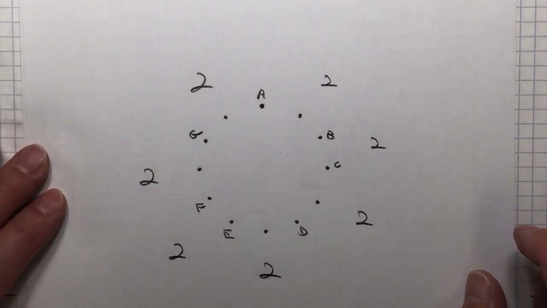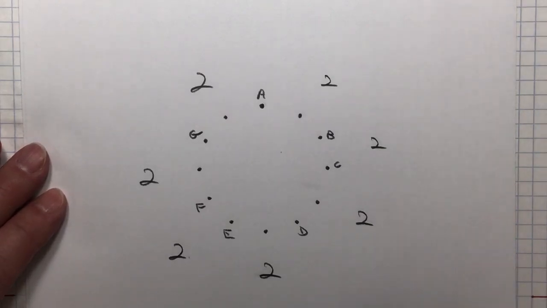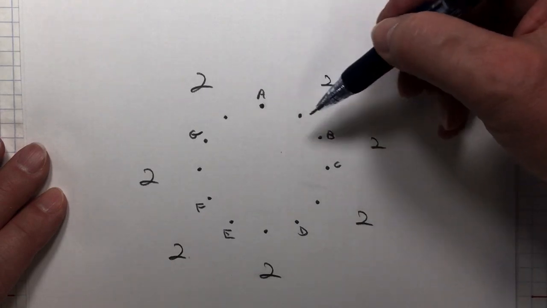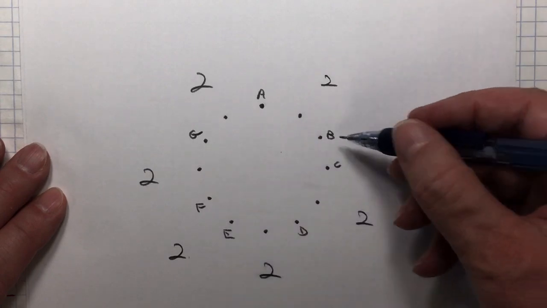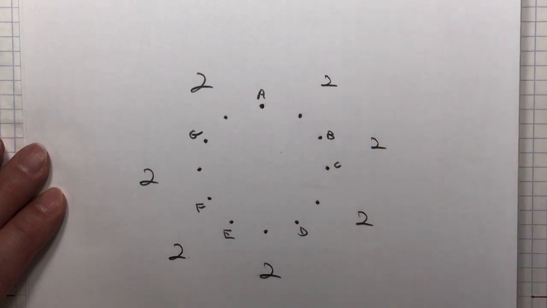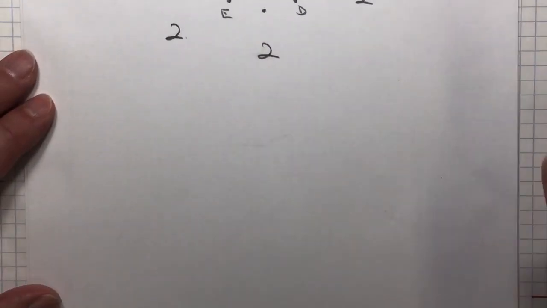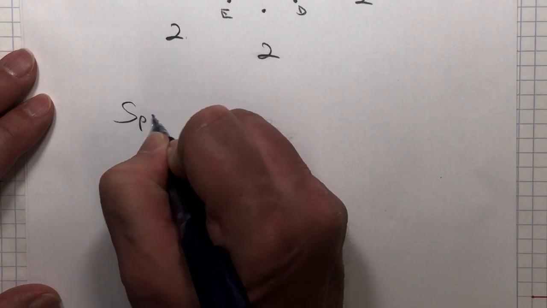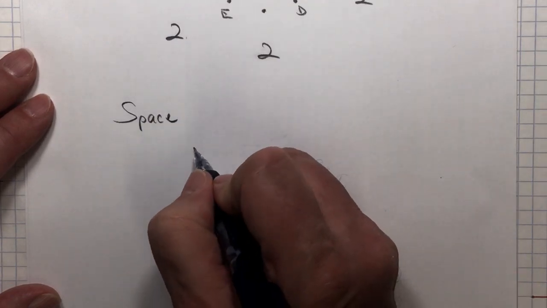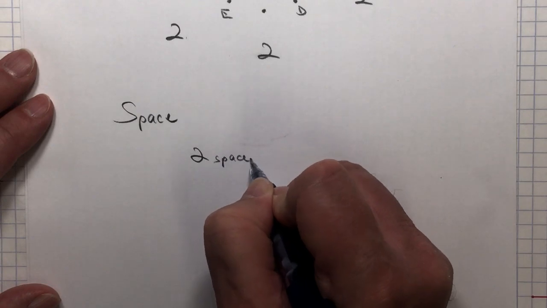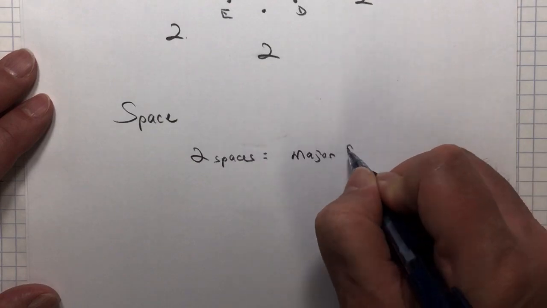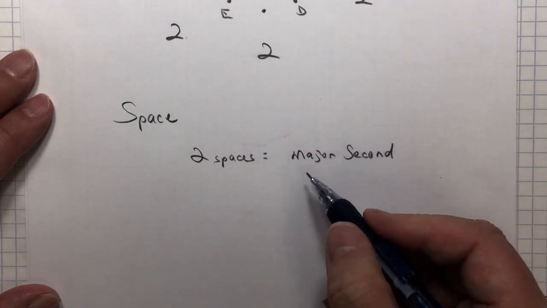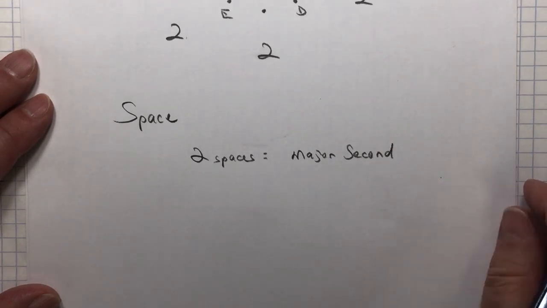Qualitative intervals give names to the space or spaces between letters. So if you look A to B, there are two spaces. B to C, one space. Qualitative intervals measure space. Two spaces is what's called a major second. Major from a Latin word that means larger.